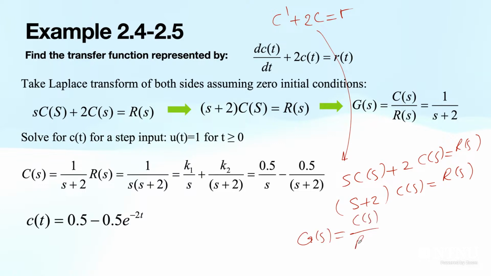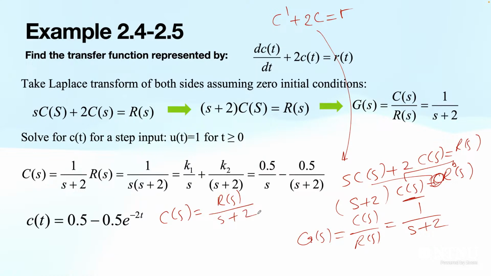It will be the output divided by the input, so this one divided by this one. The coefficient is 1, divided by the other part, so G of S will be 1 divided by S plus 2. If you want to get C of S, we cross multiply, so C of S will be R of S divided by S plus 2.